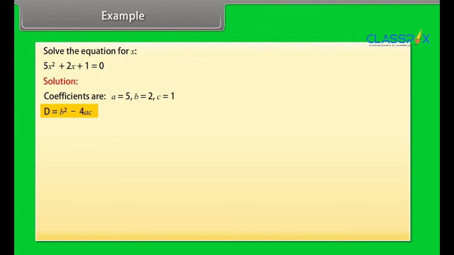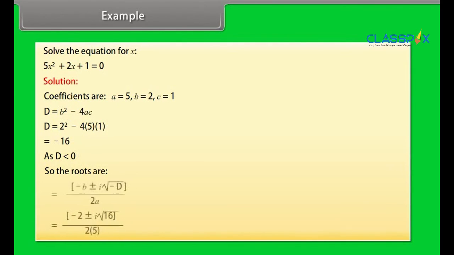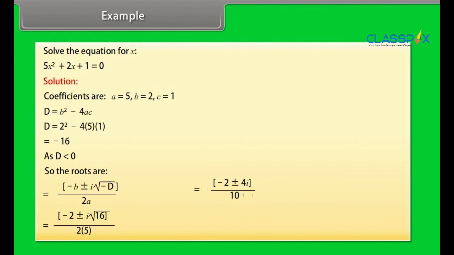Example. Solve the equation for x. 5x square plus 2x plus 1 is equal to 0. Solution. Coefficients are a is equal to 5, b is equal to 2, c is equal to 1. D is equal to b square minus 4ac. D is equal to 2 square minus 4 into 5 into 1 is equal to minus 16. As D is less than 0, so the roots are x is equal to minus 2 plus or minus iota under root 16 by 2 into 5 is equal to minus 2 plus or minus 4 iota by 10. On solving, we get x is equal to minus 0.2 plus or minus 0.4 iota.